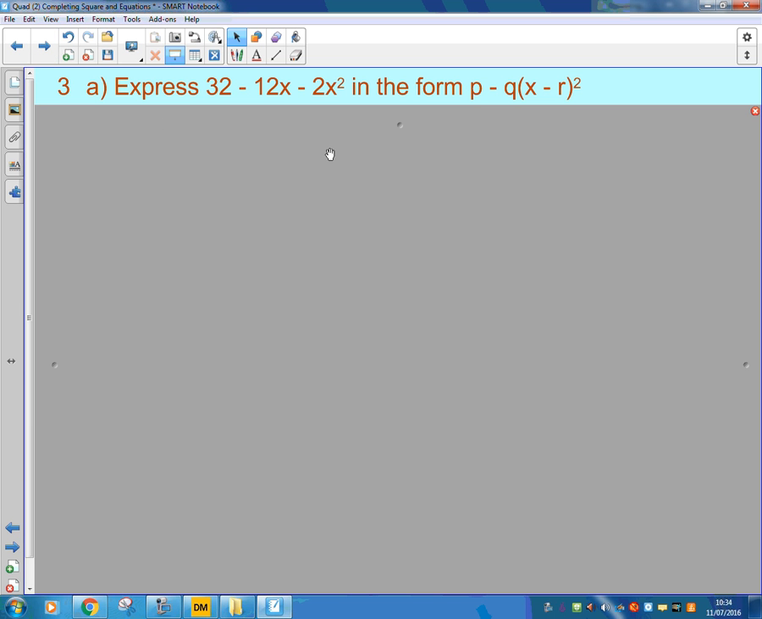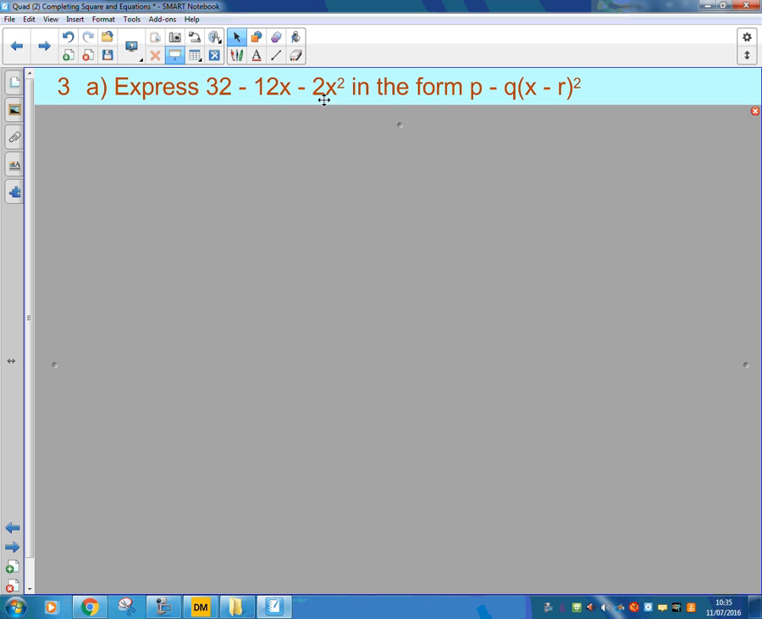Express 32 minus 12x minus 2x squared in the form p minus q lots of x minus r all squared. So it's saying complete the square for this. Now this one really is tricky. Not only have you got a minus involved with the x squared, but also it's not a single x squared, it's 2 lots of x squared. So it's really combining a couple of tricky methods. So you've got to be very careful.